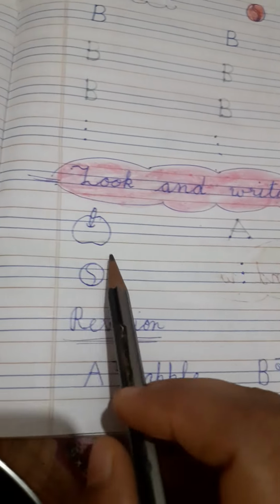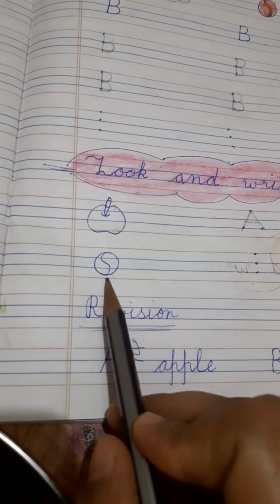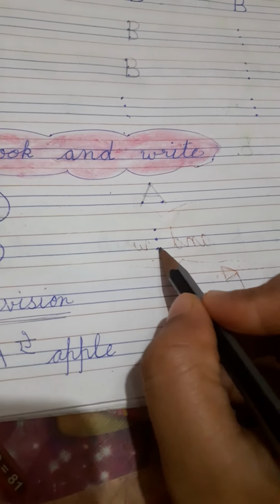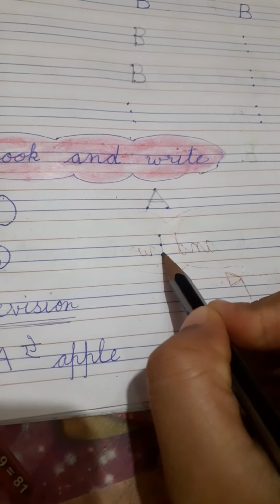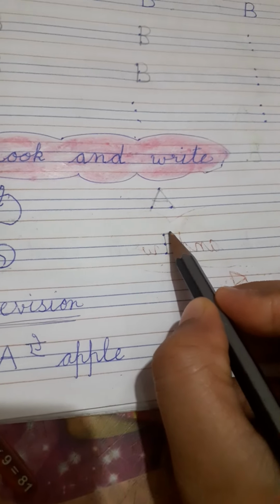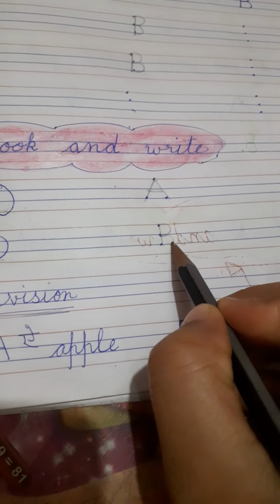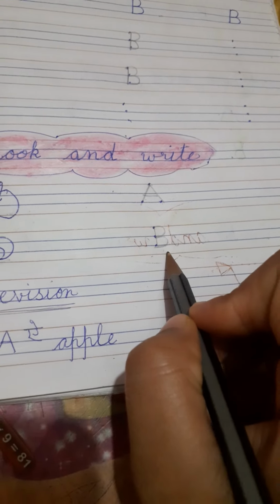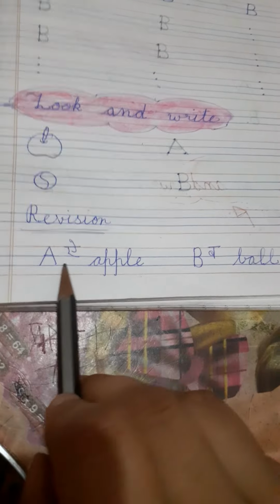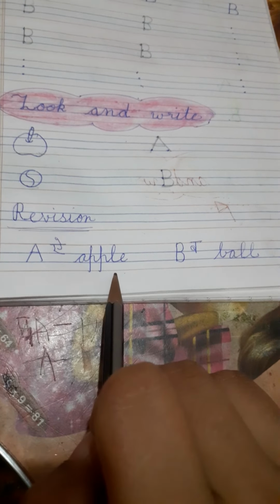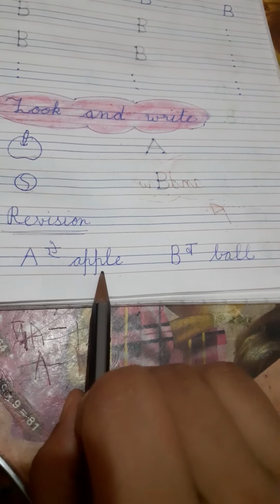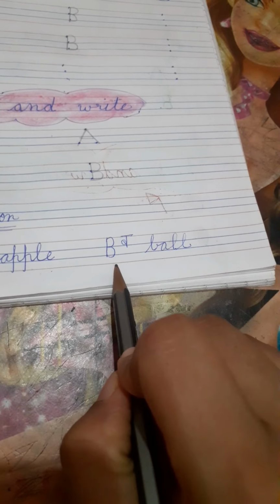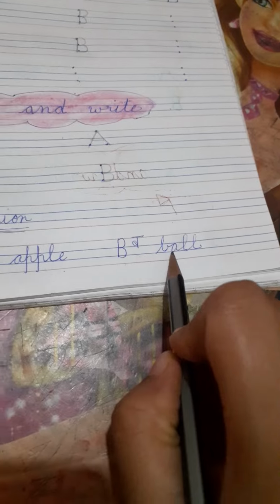Now again look at this picture. This is b ball. So how can we write b ball? Make a standing line and then make a right curve and again make a right curve. This is our b ball. तो चलिए एक बार रिविजन करेंगे। a apple, a apple, b ball, b ball.